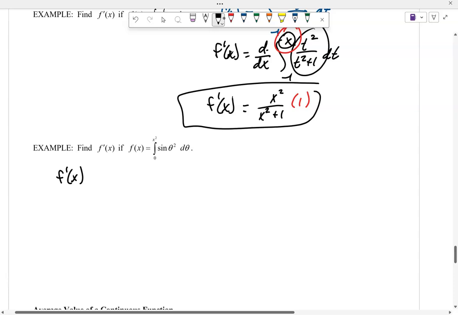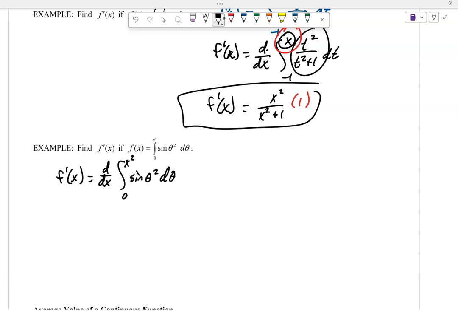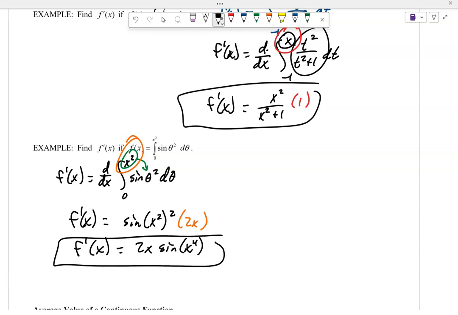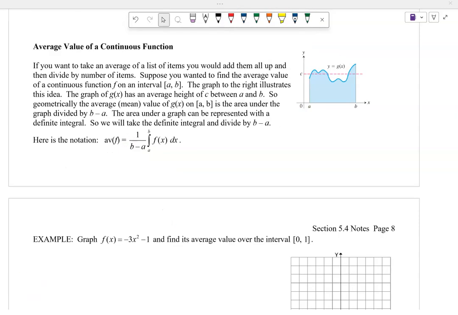Let's do it on this one here. So f prime of x would be, now notice I have an x squared up there for my b value. So they undo each other. That goes in for theta, but don't forget you are going to do chain rule on that x squared. So you'll have sine of x squared, squared, but then you have to do chain rule on that x squared, take the derivative of x squared, which is 2x. And so your f prime here ends up being, which undoes the integral, 2x sine of x squared squared, which is x to the 4th. 2x sine of x to the 4th.